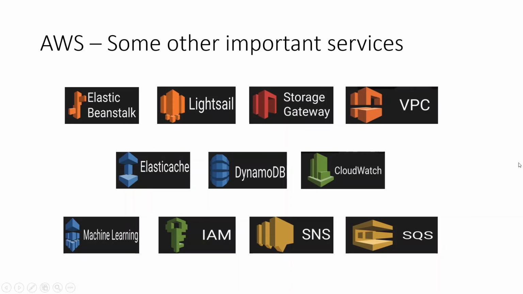Next, we have services for machine learning, and also we have IAM, which is identity and access management to control access to the AWS resources. Next, we have SNS, which is Simple Notification Service. It lets you send notifications. And lastly, we have SQS, which is Simple Queue Service. It is a fully managed queue service within AWS.